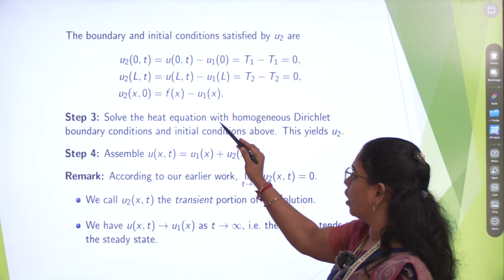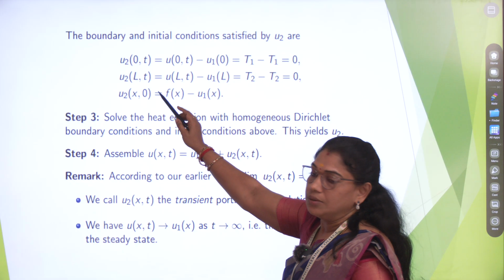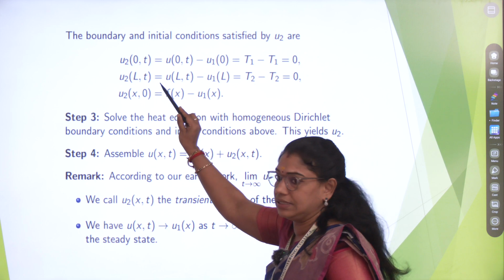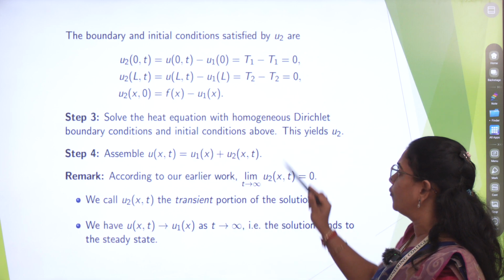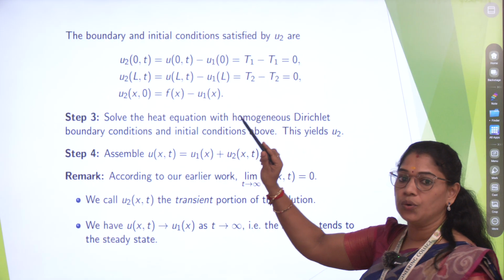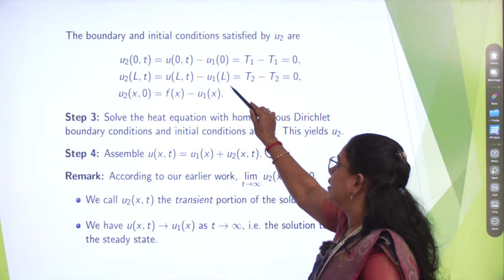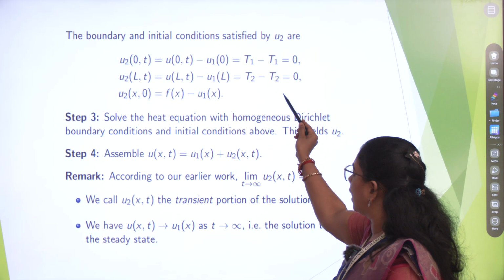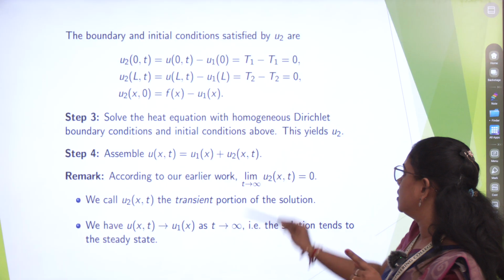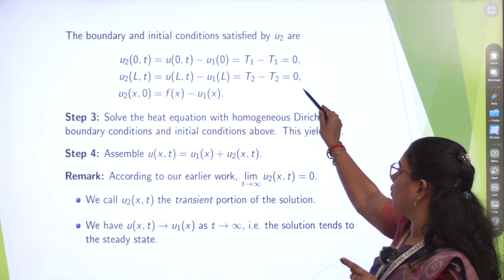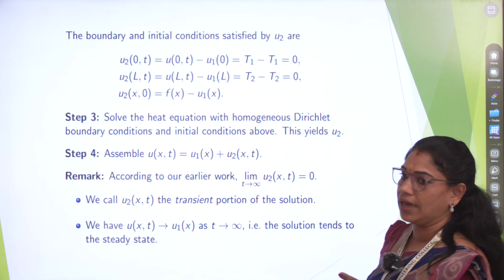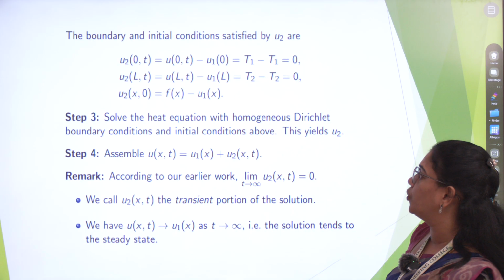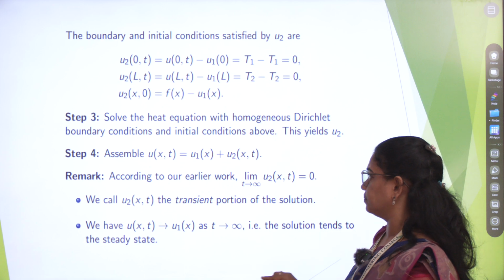Next, u2 of L comma t, the boundary condition. It equals u of L comma t minus u1 of L, which is t2 minus t2, equal to 0. Here t1 is the initial condition and t2 is the boundary condition. So u2 of x comma 0 equals f of x minus u1 of x.